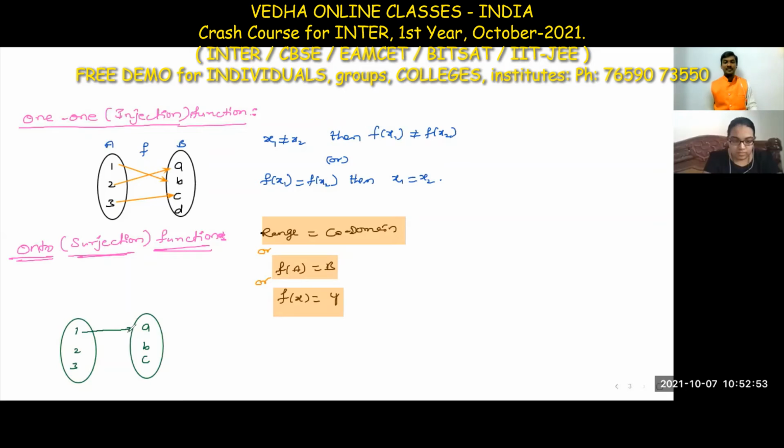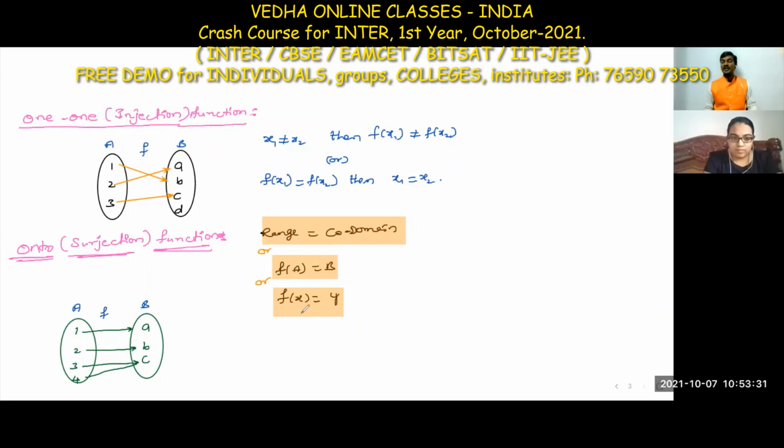Here 1 is mapped with a, 2 is mapped with b, and 3 is mapped with c. Different elements, different images. It is one-to-one. No element is left in the second set, so it is onto. Or otherwise, I take one more extra element 4 and map it with c only. Is it one-to-one? No, it is not. Is it onto? Yes, it is onto, range and codomain are both equal. This is a function from a to b.